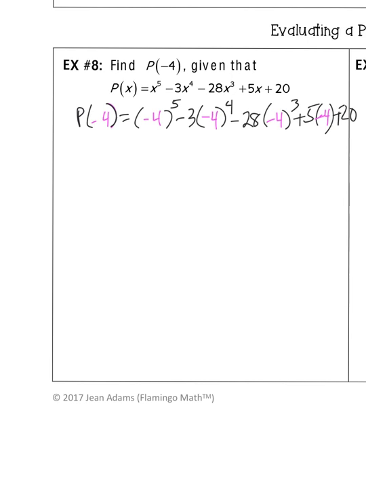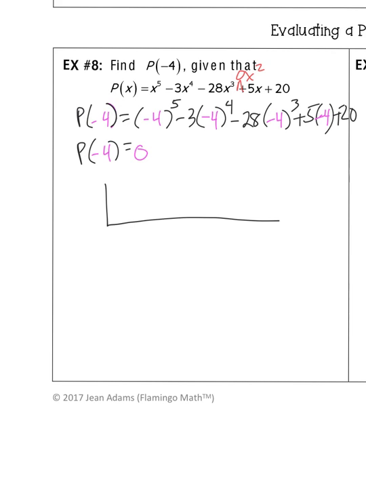And by the way, if I did put this in the calculator, P of negative 4 is equal to 0. So let's see what synthetic division gives us. So I'm going to make my synthetic division. Am I missing any terms? 5, 4, 3. I am missing my x squared term.